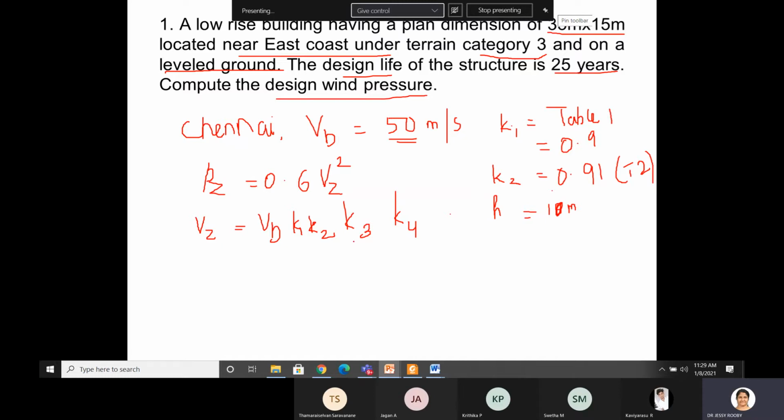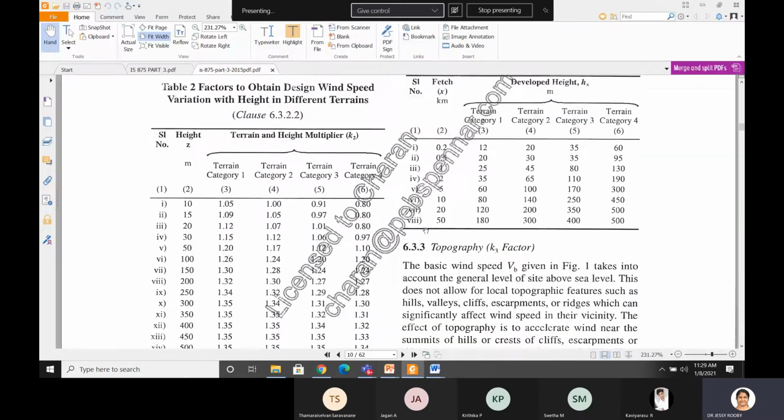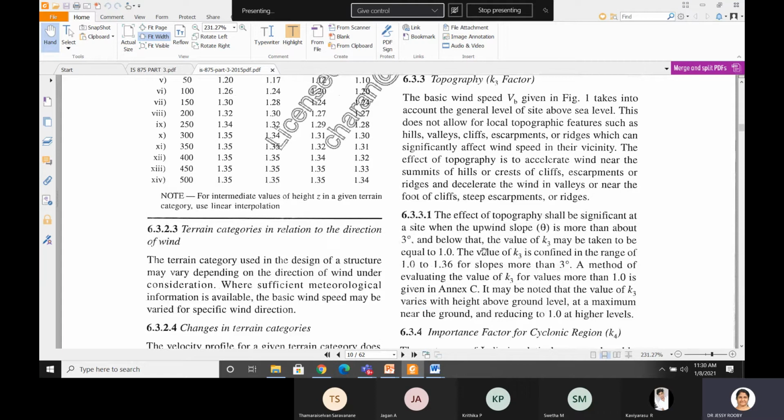Now what is the next factor? It is K3. What is known as K3? K3 is known as the topography factor. So what is the topography? What is mentioned here? It is on a level ground. So for a level ground, what is the topography factor? You see here.